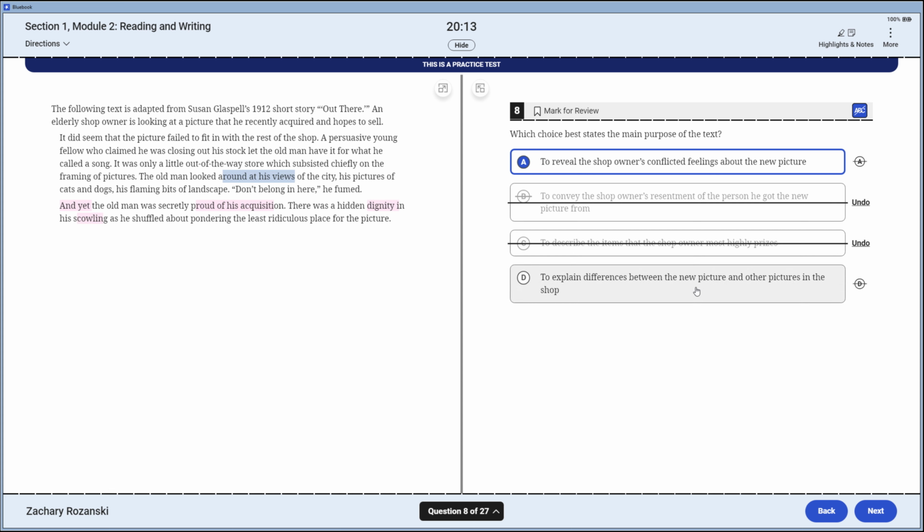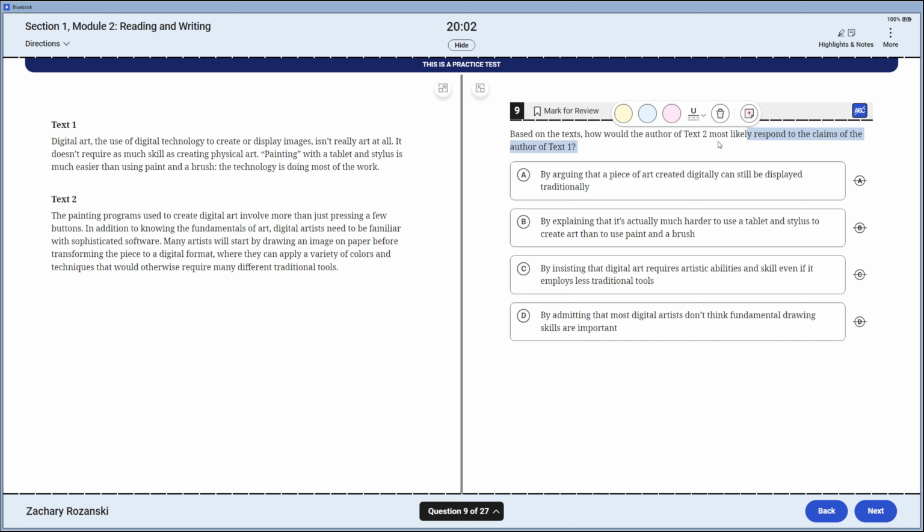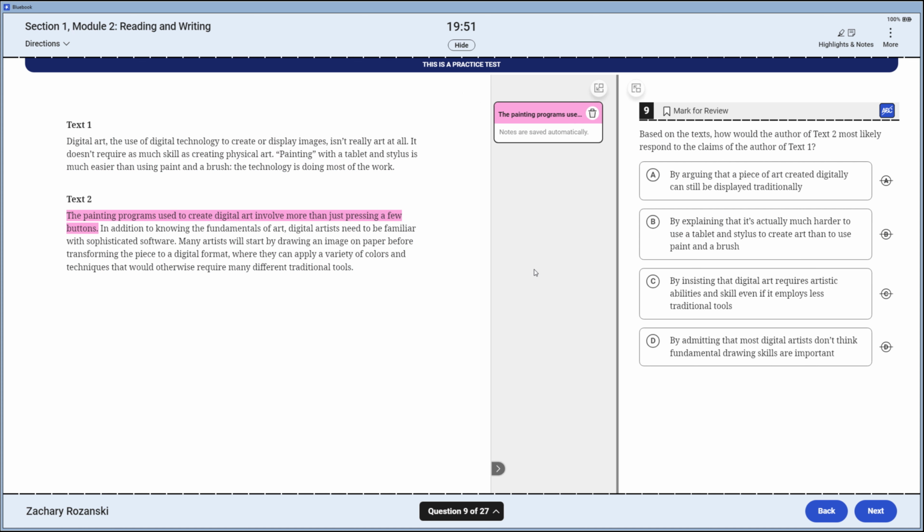C falls. Explains the difference between the new picture and other pictures. I would look for signal elements of contrast, but the contrast that's present isn't in the materials, but in his feelings. Moving on, text 2 responds to text 1, so I'm going to engage immediately with text 2. When I read this, I've got my first sentence: painting programs are complicated.